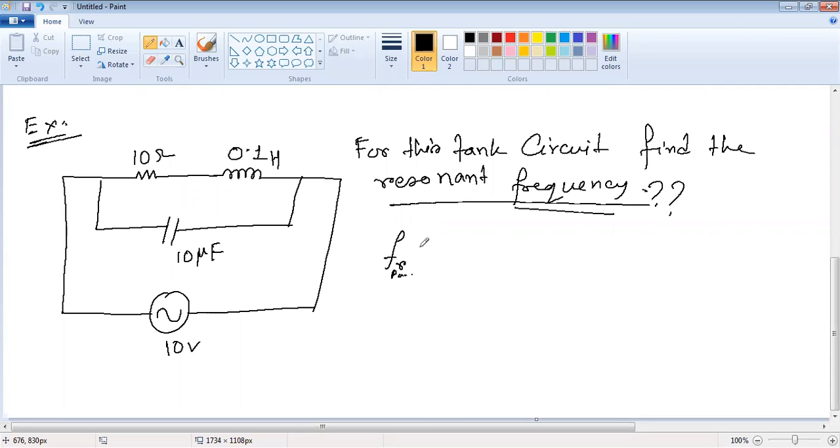Look, which formula have you used? F equal to 1 by 2 pi root LC, sir. But this is for the series. If you go for parallel, you have to use this type of formula. Okay, then it will be better. Look, 1 by LC. This is the formula.